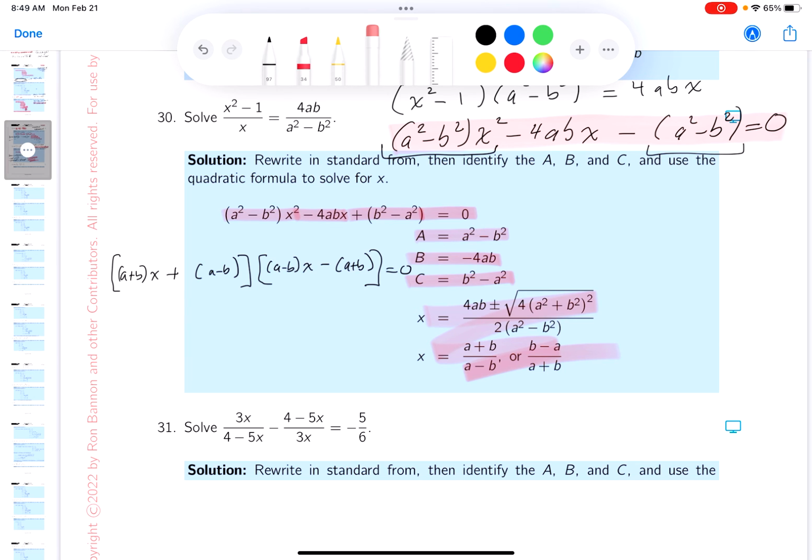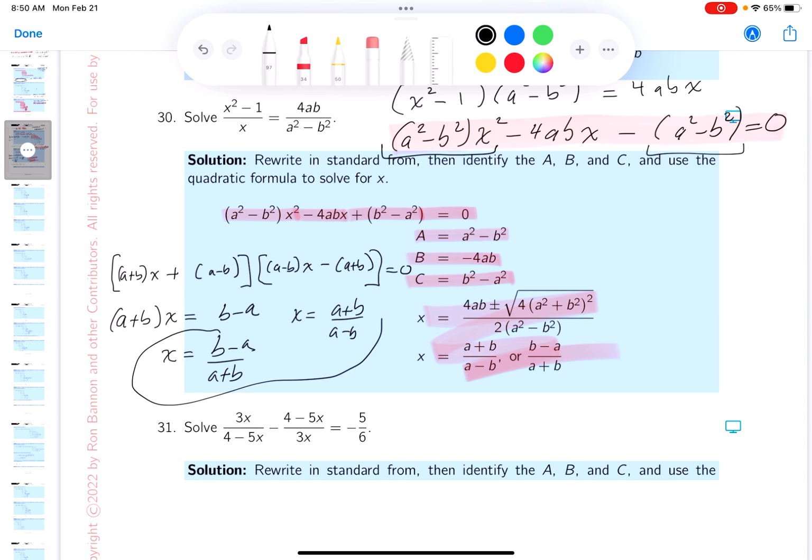And now I can write the answers down. And what do you get? Well, this is a plus b times x, and that would equal b minus a now. And then I divide both sides by a plus b. And what do you get? b minus a over a plus b. Let me do the other one. The other one might be a little bit easier to do. x equals a plus b over a minus b. And again, I got these answers over here.